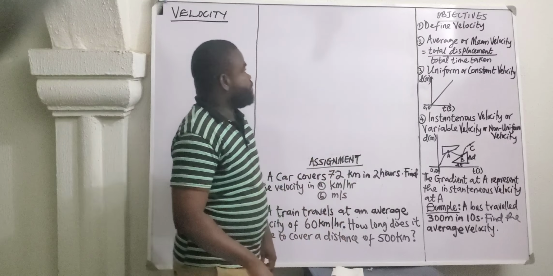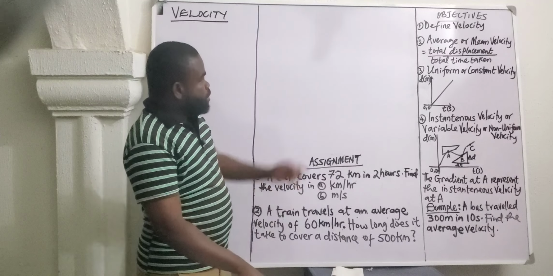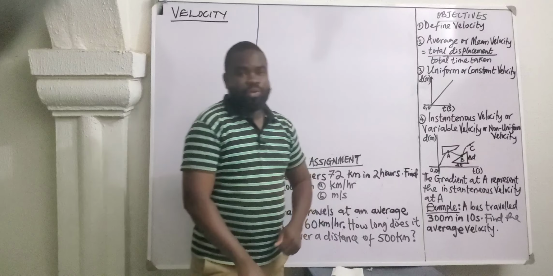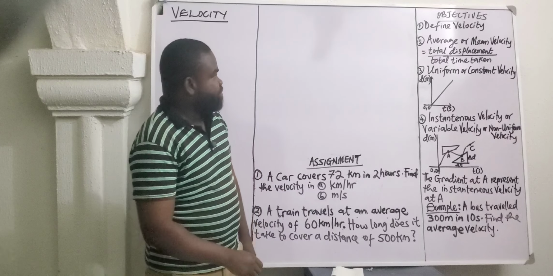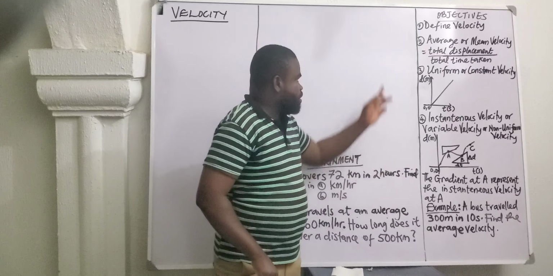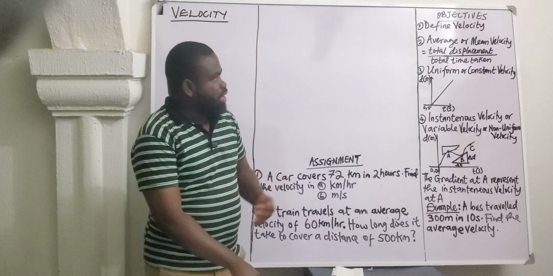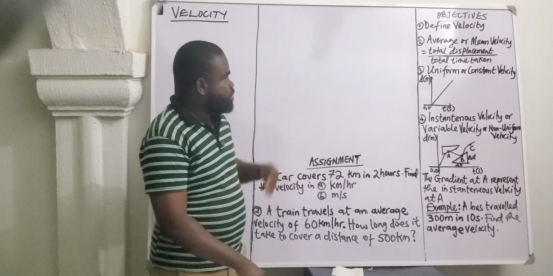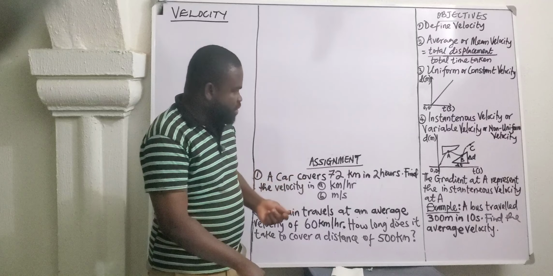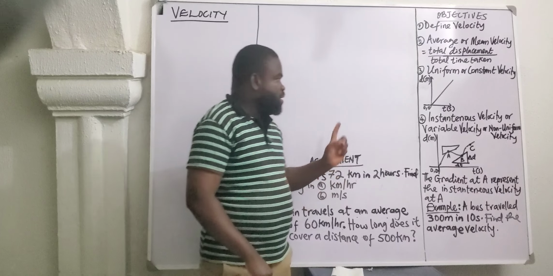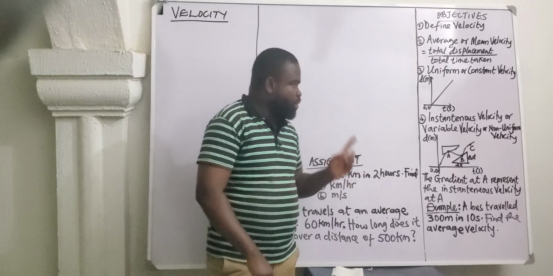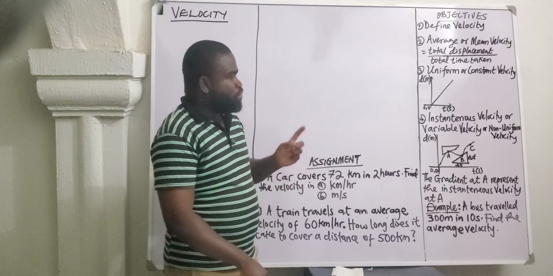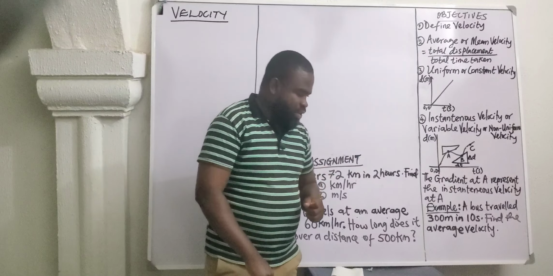Now let's continue. We need to know the meaning or definition of speed, velocity. We need to know what is average or mean velocity. Likewise, what is uniform or constant velocity, and instantaneous or variable or non-uniform velocity.